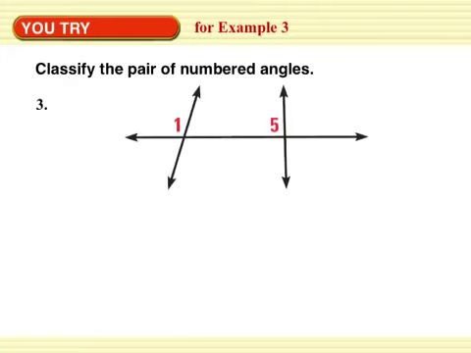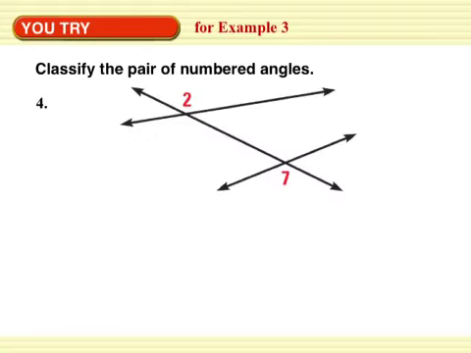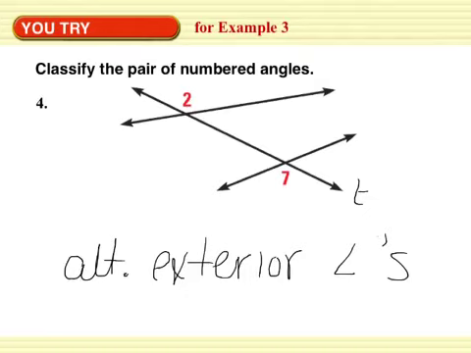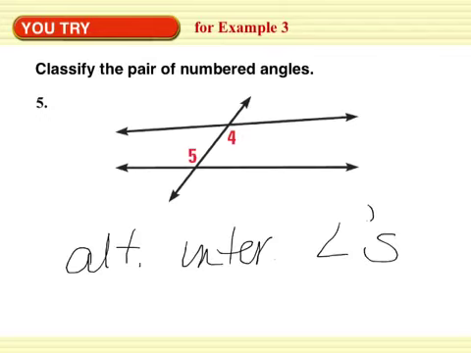Classify the numbered angles. You try. Push pause. There we go. Classify the pair of numbered angles. So I have the transversal. Push pause. Alternate exterior angles. Classify the pair. Push pause. Alternate interior. We'll go ahead and spell that one out. Alternate interior angles.